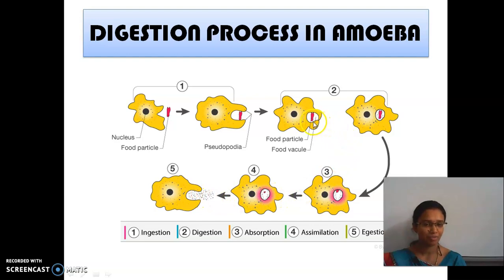See, here it is absorbed. That is, it is ingested, that is, the food is taken in. Here the digestion process occurs. Here the digested food is absorbed. The absorption process takes place here. Yes, and then it is assimilated. Assimilated means it is taken by the body for various purposes. And then next, the waste things are ejected out. That is, the undigested food is sent out.